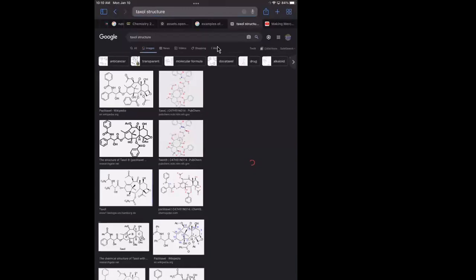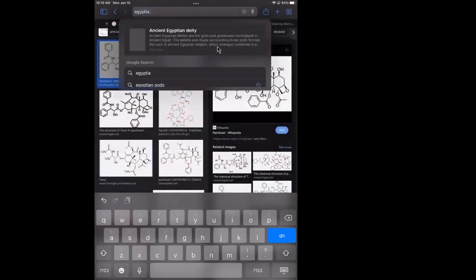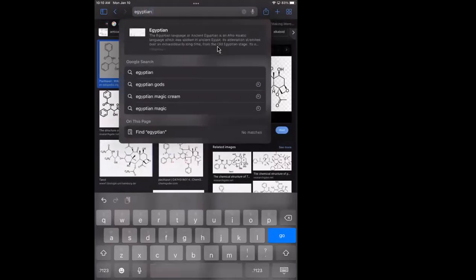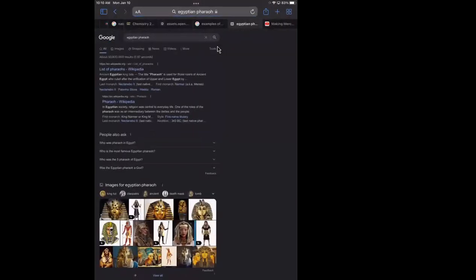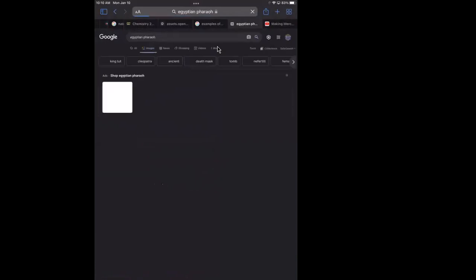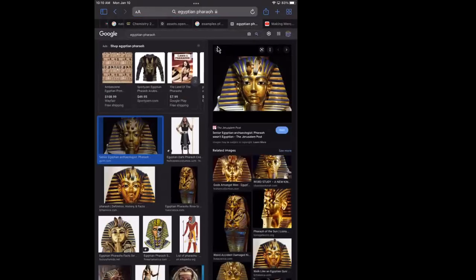How many of you have ever seen the Egyptian art? Let me just pull up a pharaoh. I'm just going to pull up the image. How many of you have seen this image before of an Egyptian pharaoh? Excuse me, my Wi-Fi is really slow. I have. All right. What do you notice about that image?